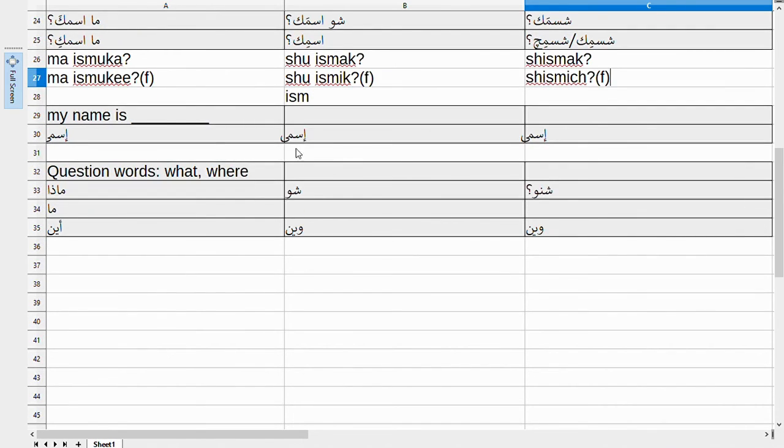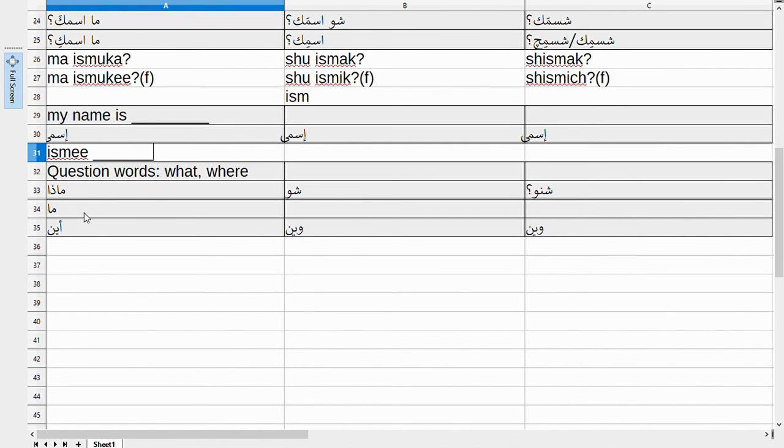And the good news is with my name is, it's just ismi, and then of course whatever your name is. And that is across the board, whether it's Fusha, Levantine, or Iraqi. So this gives you a baseline of what the differences are. Like matha and ma are what in Fusha. Matha we use with verbs, ma we use without verbs. Over here in Levantine dialect, it's just shu. And over here in Iraqi, it's shenu.